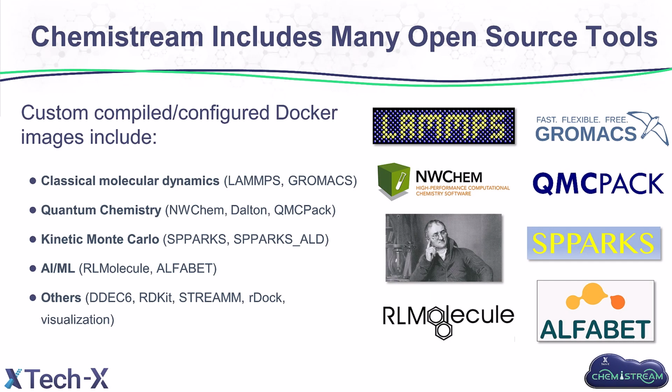Chemistream has a large number of simulation codes focused on advanced materials development and is continuously adding new capabilities. Here we show a list of currently available codes for molecular dynamics, quantum chemistry, and more coarse-grained methods such as Kinetic Monte Carlo. Other packages include materials AI models, visualization, simulation setup, and analysis tools.